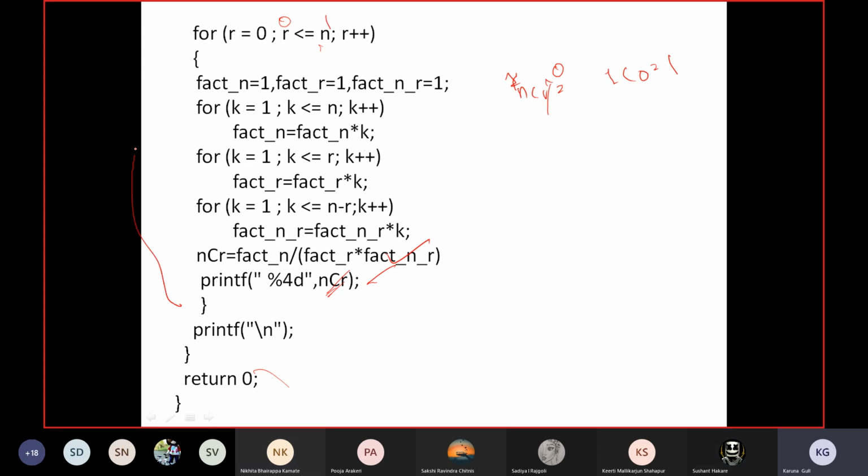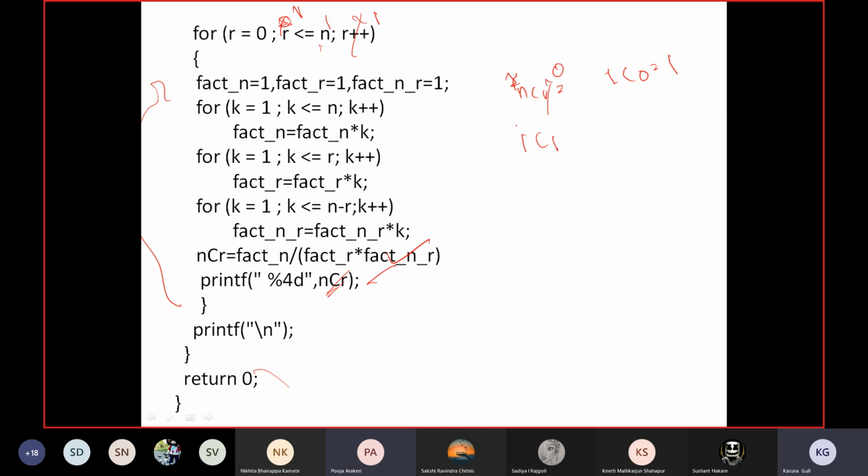Again, it is coming back to this loop now. So this is incremented. R has become 1 now. Is 1 less than or equal to 1? True or false? True, ma'am. Then what am I supposed to find? 1C1. Correct now? Is it okay?